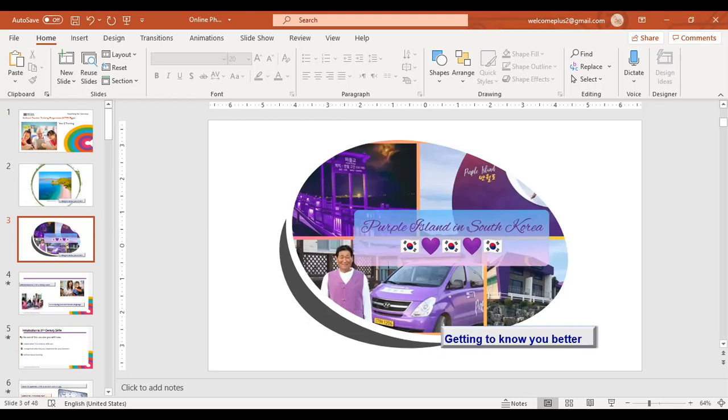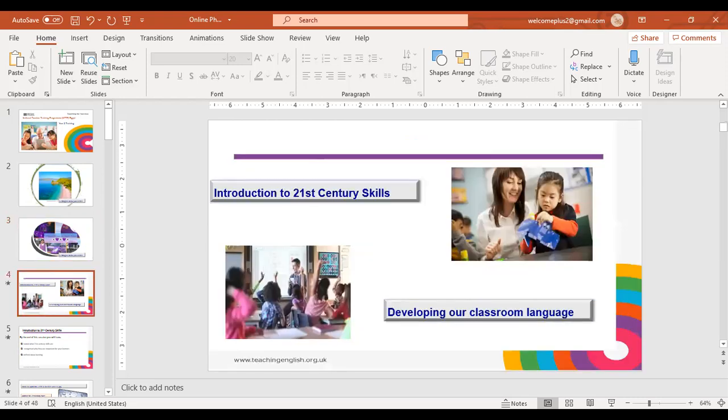Okay, nice. And because we have this Google Classroom, you can even share a picture or something about the place that you like most and write a few sentences about it. This is going to be a kind of knowing each other on a different level. After that, we have an introduction to the 21st century skills.